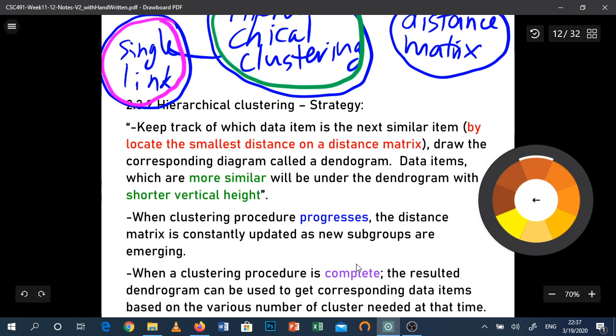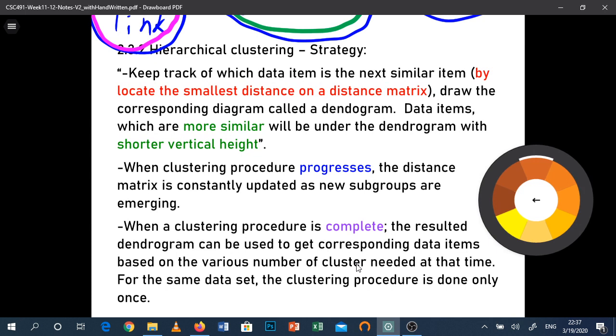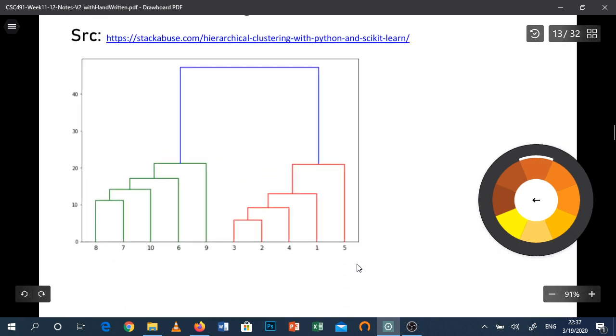Okay. In hierarchical clustering, the strategy is that the algorithm tries to keep track of which data item is the next similar item by finding the smallest distance on the distance matrix among a pair of data members. And then the algorithm continues to grow the visualization called a dendrogram. In this case, let's look at the dendrogram. For example, here is an example of a dendrogram in several colors.